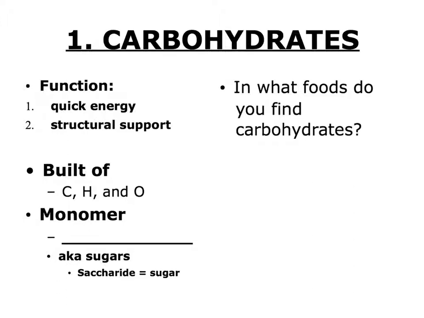Carbohydrates are all built of carbon, hydrogen, and oxygen in different combinations. The monomer of a carbohydrate is a saccharide, which is also known as a sugar. We eat carbohydrates pretty much every day, and they're found in a wide variety of foods, particularly in things like our grains, rice, bread, pastas. Smaller carbohydrates are also sweet, so we find them in things like fruits, vegetables, or other plants.